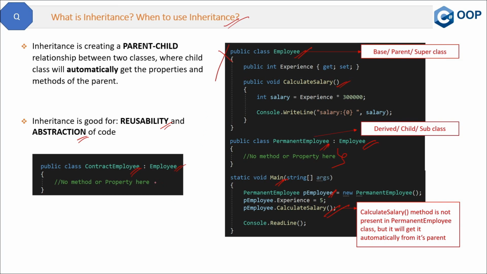You have to write all these methods and properties inside both the permanent employee and contract employee class, which is basically a duplication of code only, right? So basically we are reusing one method at two places by using the inheritance concept. This is the main advantage of inheritance which you can use in your application.